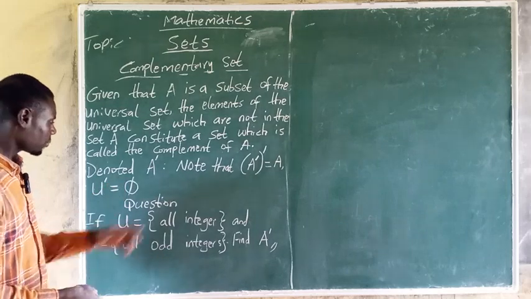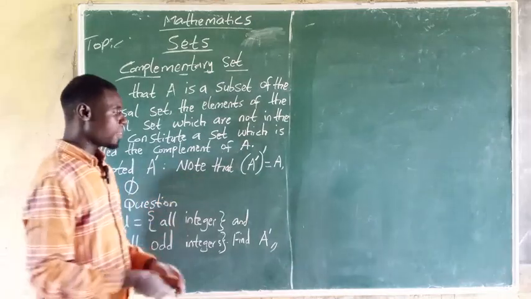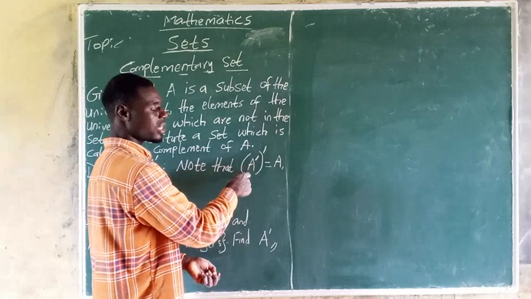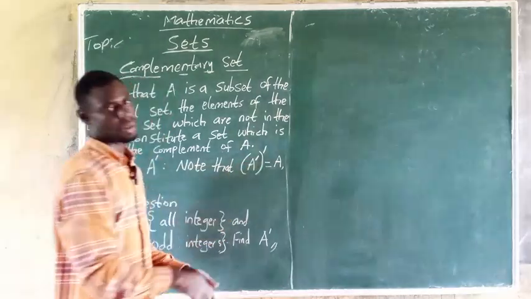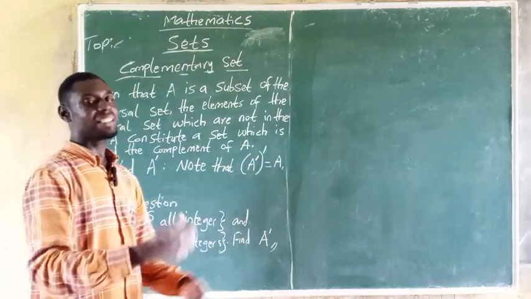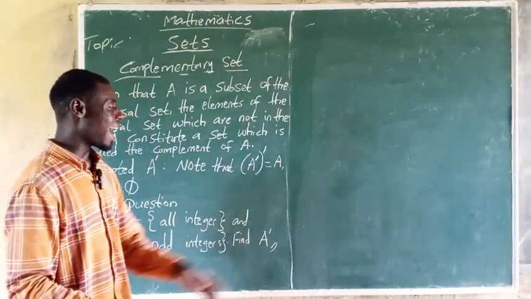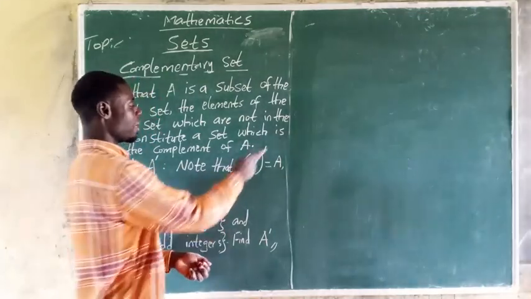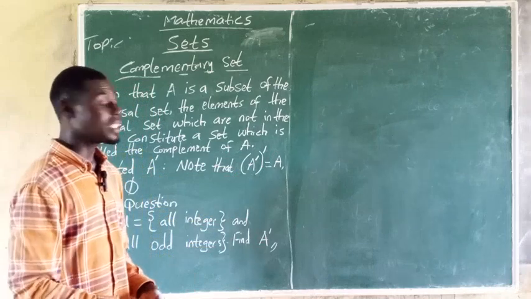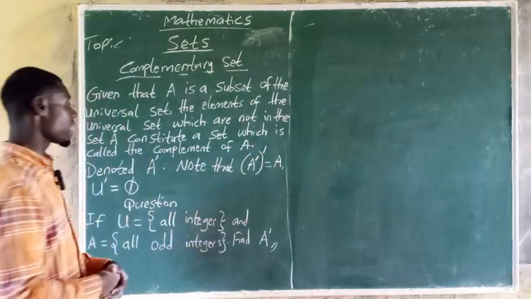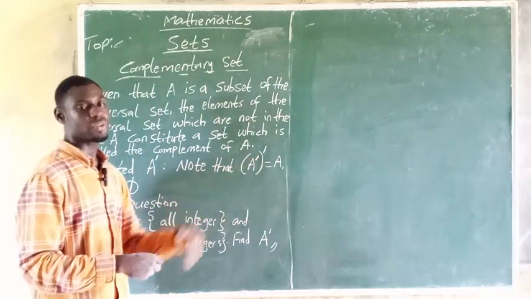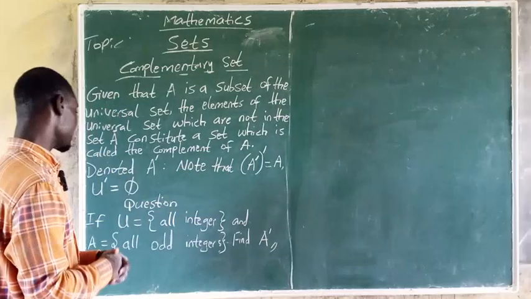Now watch. Note that if I have A complement, and it has another complement, it has A. So this complement will cancel this complement, and you will have A. So in case you see any mathematics that looks like this, just know this is a principle.